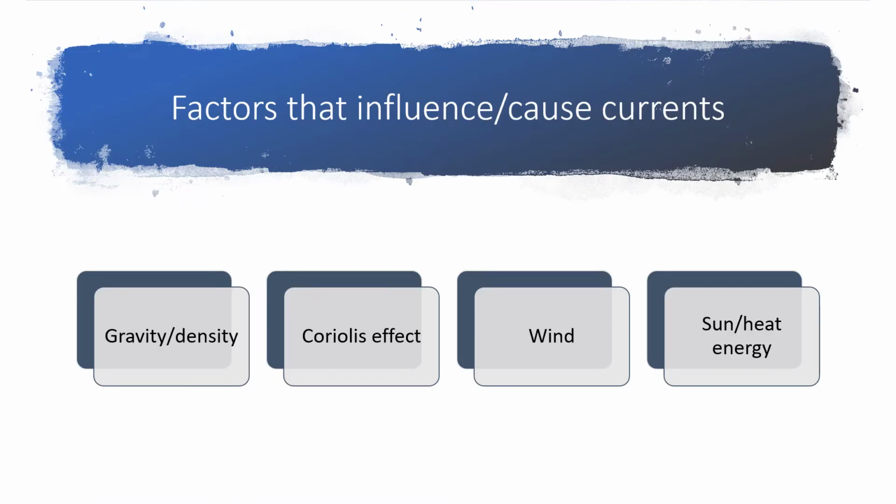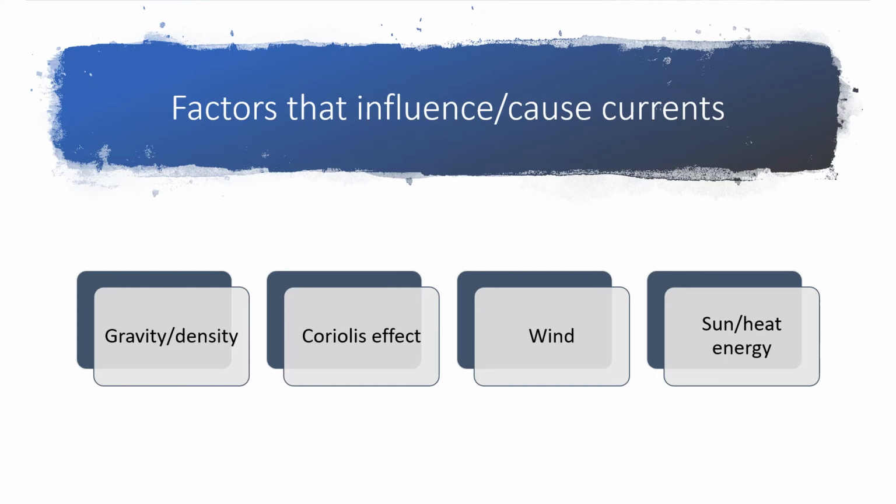So there are actually 4 factors that can influence currents in the ocean. First we talked about is density or gravity. Gravity actually has to do with density because the more mass something has, the more gravity will pull on it.